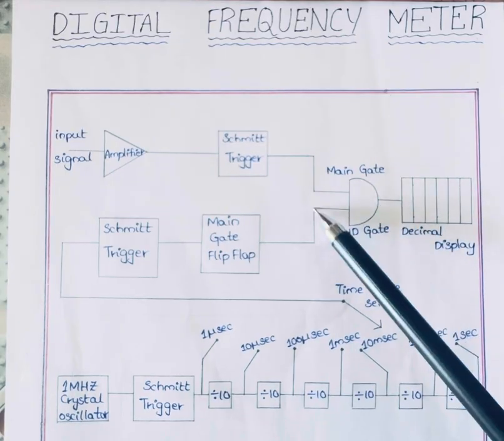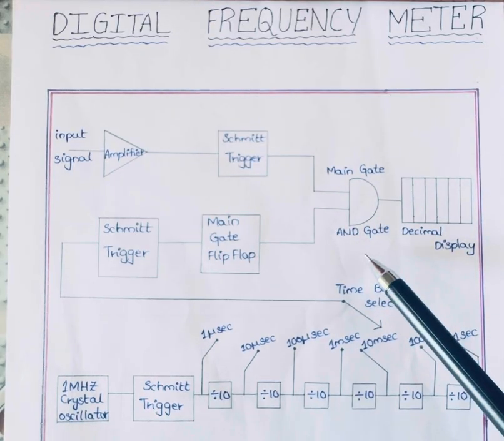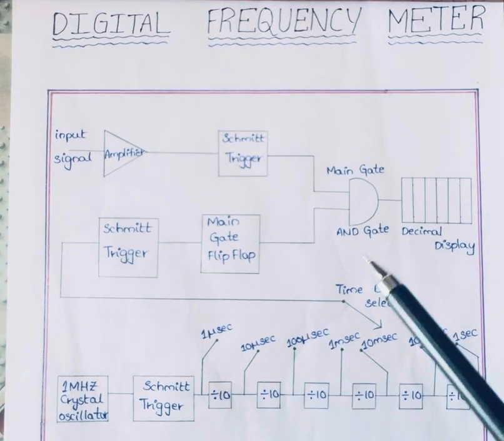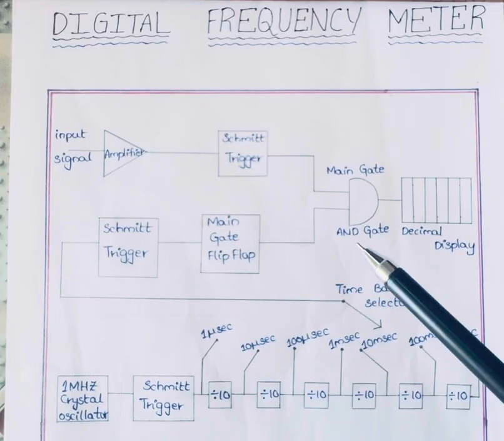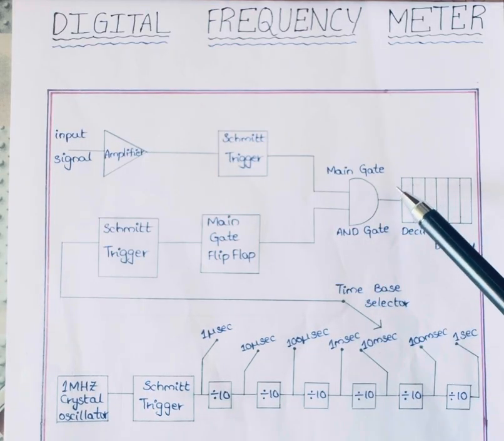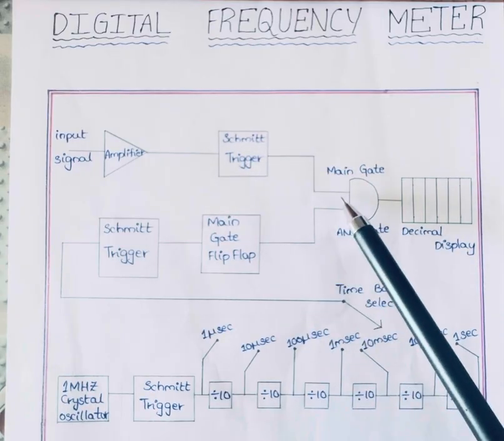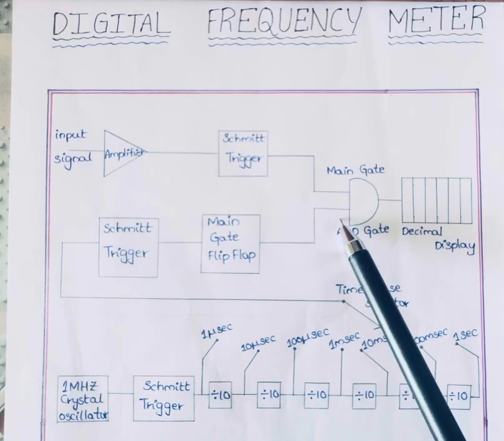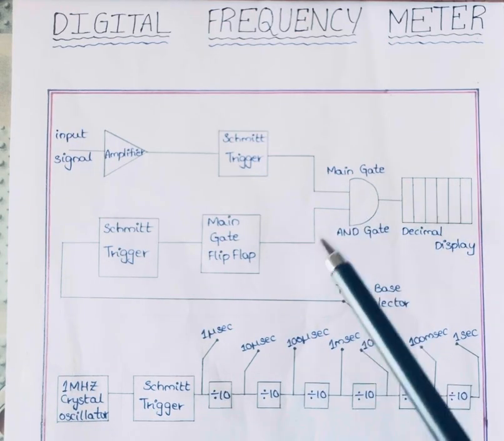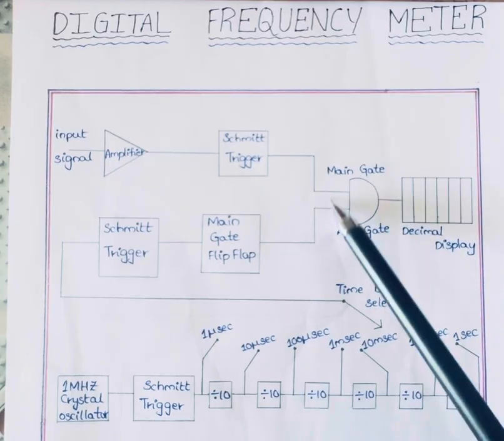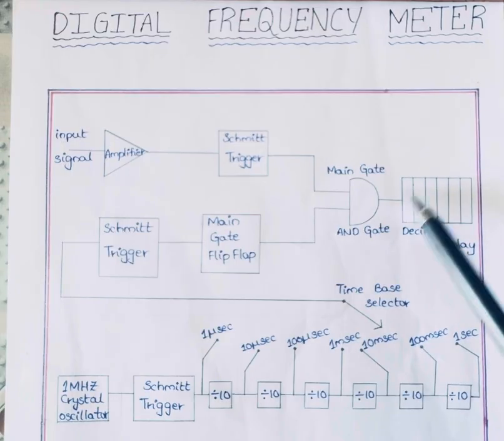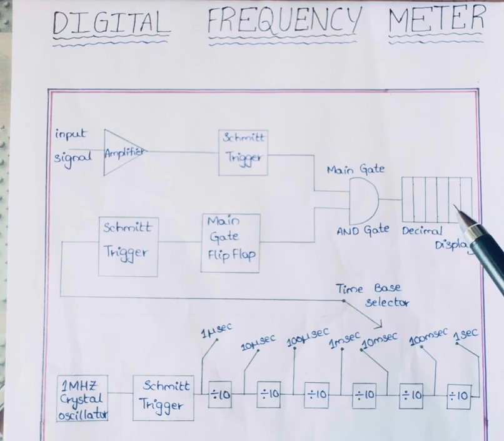Here generally this main gate is an AND gate. We know the basic operation of an AND gate: it operates only whenever the two applied inputs are high. So one high input comes from this, and another high input comes from this. Whenever those two inputs are high, the gate will be open. Then the number of samples is counted and displayed here on the decimal display.